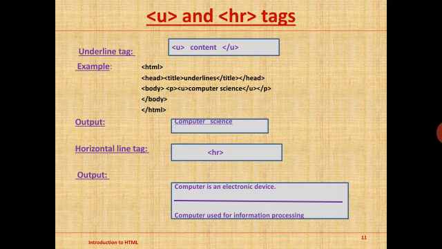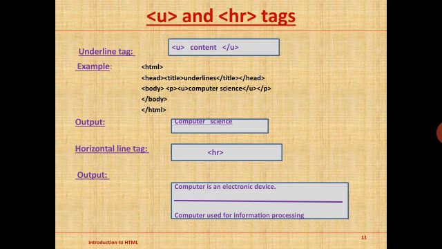Next text formatting tag is the underline tag. The U tag in HTML is used for underlining the text. Syntax: opening U tag followed by the content and closing the U tag. Here, content specifies text information.